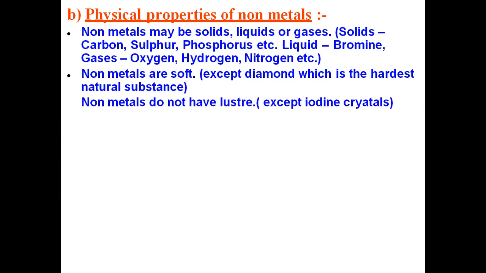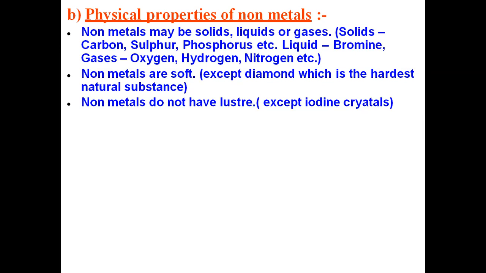The next property is with respect to luster. These are not lustrous in nature, which means they are not shining. But there is one non-metal, iodine, which has a shine. Why does iodine have a shine?